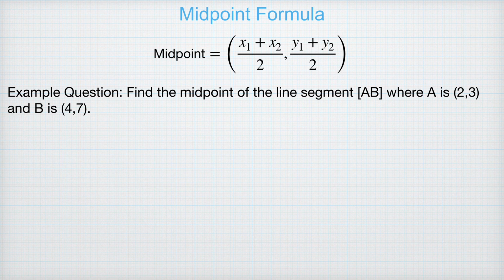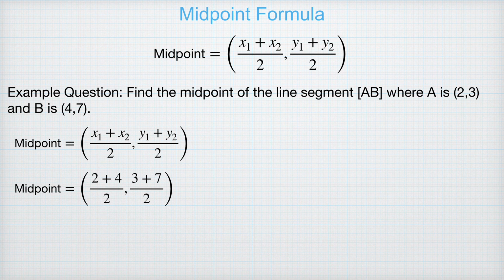The midpoint of AB is equal to x1, which is 2, plus x2, which is 4, all divided by 2, comma, y1, which is 3, plus y2, which is 7, all divided by 2. Once simplified, the midpoint of AB is found to be 3, 5.